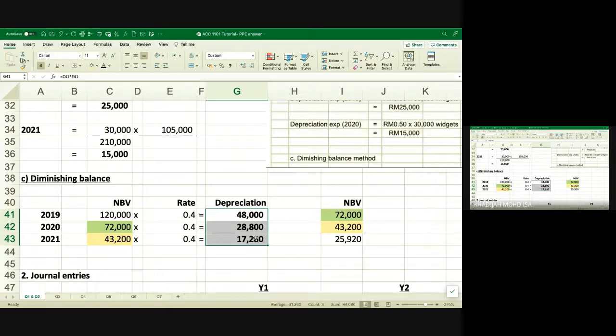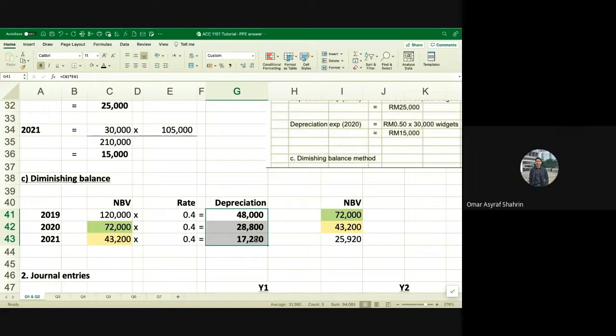Right, so because diminishing balance is used on net book value, and the net book value will always reduce over time, the depreciation expense will also be lower. It's high at the beginning and then it gets lower every year. Right? Is that clear? Any question for the computation of the depreciation? Anyone? No question? You are very clear? Okay. Yes, madam. Very good.